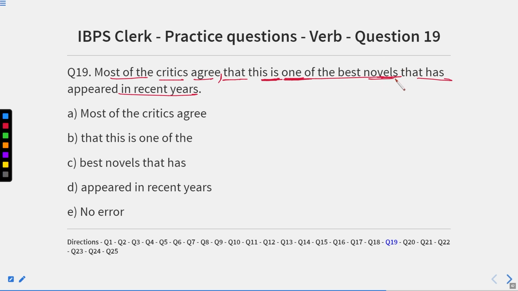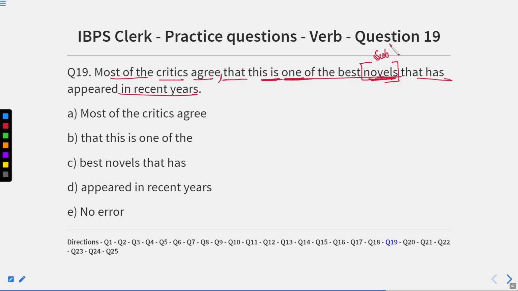It means what novels? We are talking about one, but what kind of novels? That has appeared in recent years. It means we are talking about all those novels which have appeared in these recent years. So here the subject will be novels. We are talking about the novels over here. So the subject is novels. We are not talking about one of them.